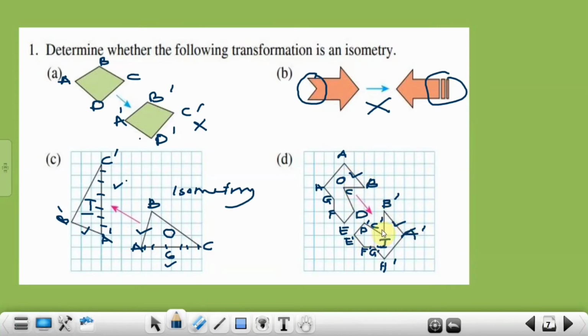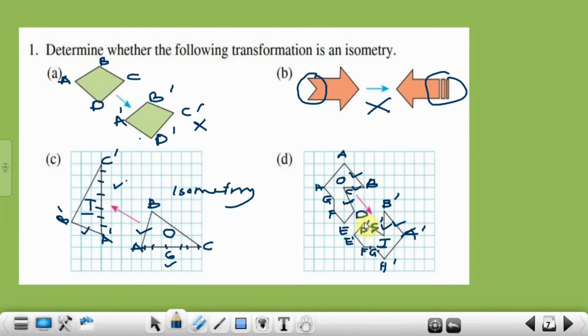Okay, B to C, is it congruent? B to C consists of 2 boxes. Same goes to B prime to C prime. So this is also congruent. Okay, now C to D. C to D consists of 2 boxes and the diagonal. So this is C, this is D. We have 2 boxes and the diagonal. Yes, this is also congruent.